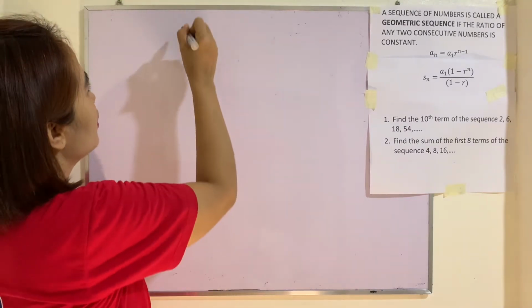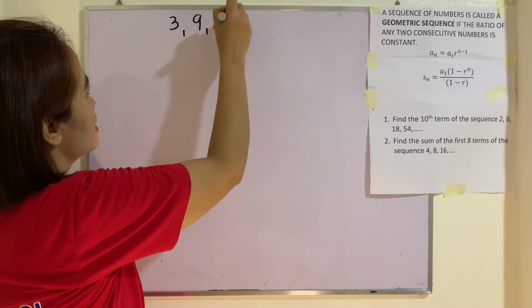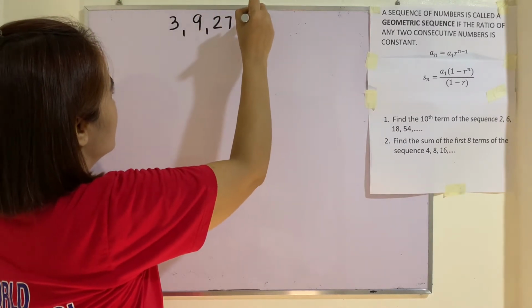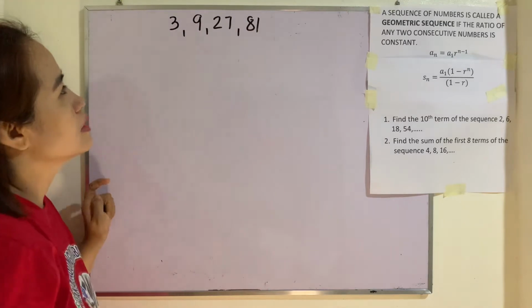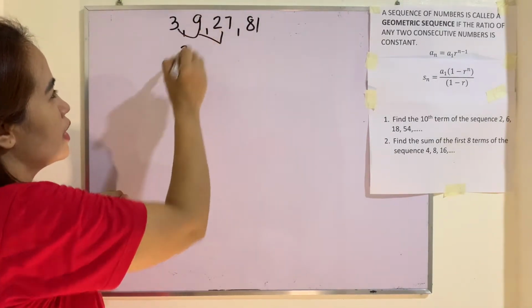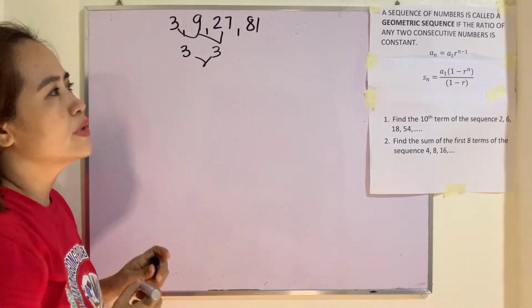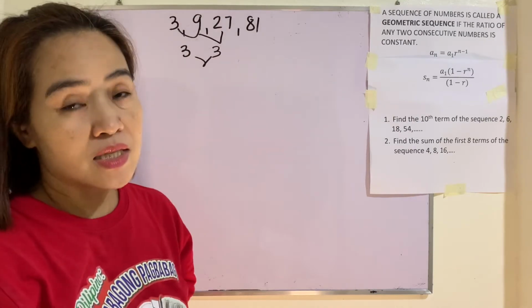Say for example, you have 9, 3, 27, 81. Okay. You divide 9 by 3, that will be 3. You divide 27 by 9, that will be 3. Therefore, this one is a geometric sequence.